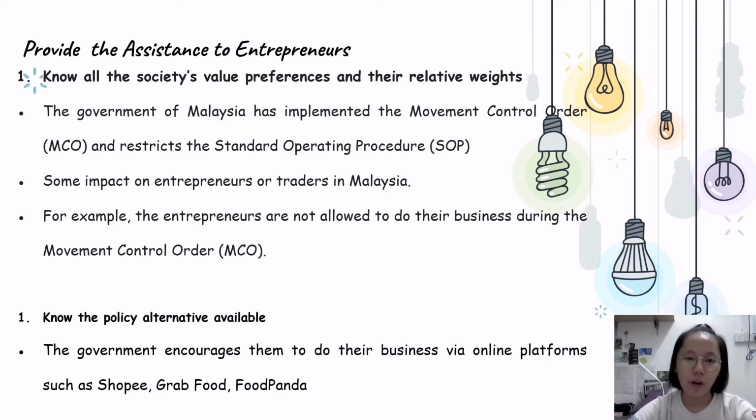So there are four elements, which are: the first one is to know all the society values, preferences, and their relative rights. So the COVID-19 pandemic has brought a negative impact to all the entrepreneurs in Malaysia and has become a business risk to them. In this situation, the government of Malaysia has implemented the MCO and restricted the standard operating procedure, which is SOP.